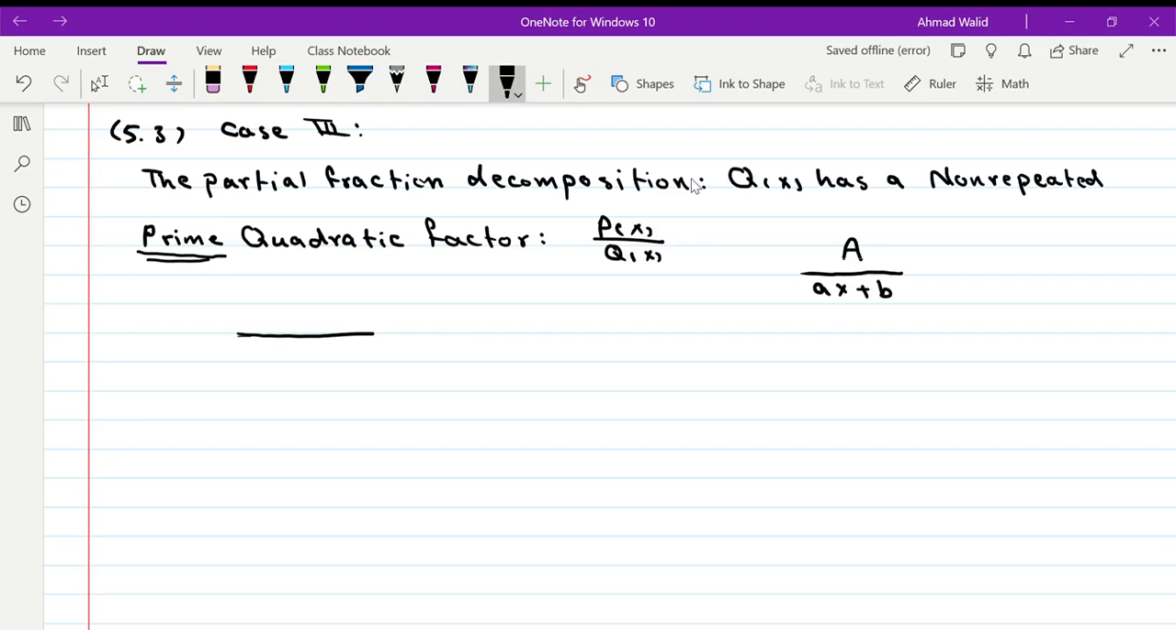Now, if you have quadratic in denominator, ax squared plus bx plus c, what is 1 degree less than quadratic? 1 degree less than quadratic definitely is a linear. When you write ax, you need another term also, ax plus b, correct? Because you want to write a linear in numerator. That is the only difference in case 3 between case 1 and 2, correct? Let me do an example.